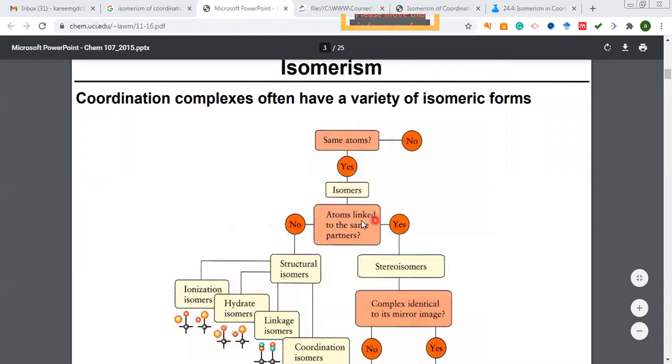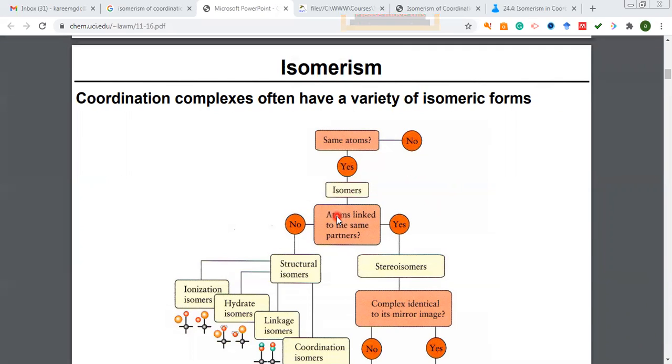Next, on the basis of linkage. Generally, atoms of a compound are bonded through a link, that is, a bond. If the linkage is the same, then we can say stereoisomers. If the bond linkage is different, then we can say structural isomers. Structural isomers have the same molecular formula, but they are connected to different atoms. Their connectivity, or linkage, or bonds are different.